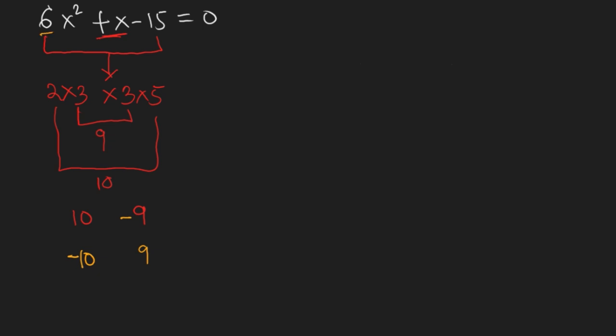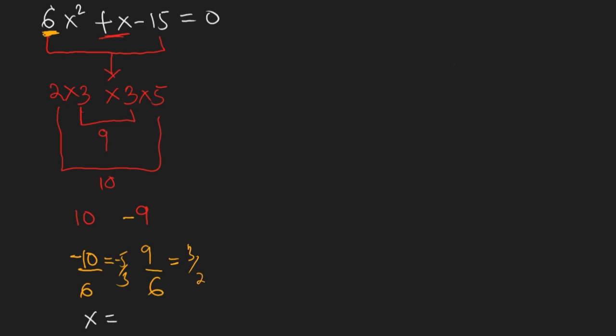And then I divide by the first number here, which is 6. That's the coefficient of the x squared. So I divide this by the coefficient of the x squared, so that's over 6, over 6. I simplify this, and this will give me minus 5 over 3. This will also give me 3 over 2. So it means x is equal to minus 5 over 3 and 3 over 2.